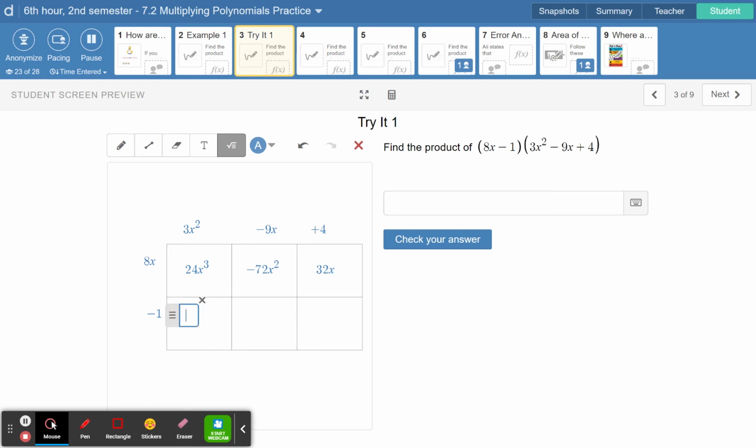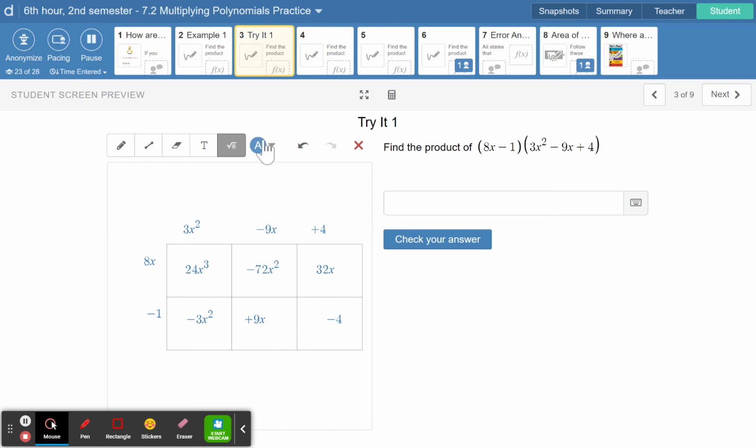Now we have our next row. Negative 1 times 3x squared is negative 3x squared. Negative times a negative. Be very careful here. It's a positive 9. And then drop down the x. And then a negative times a positive is a negative 4.